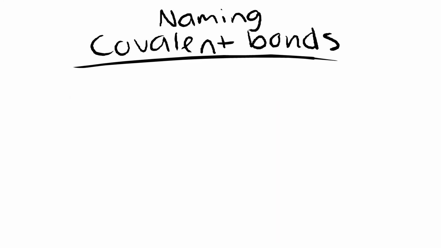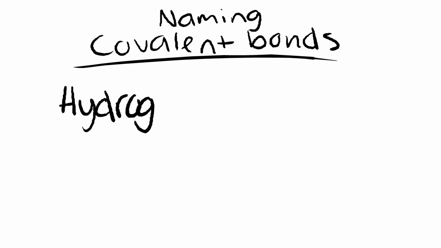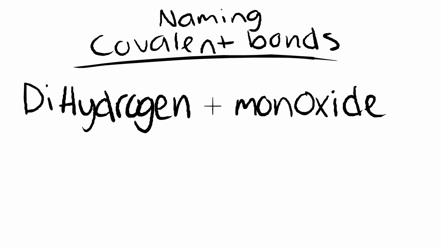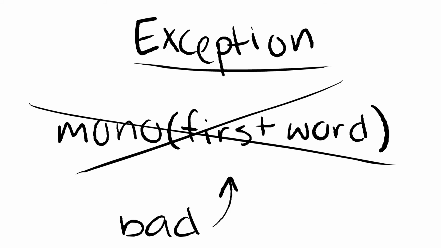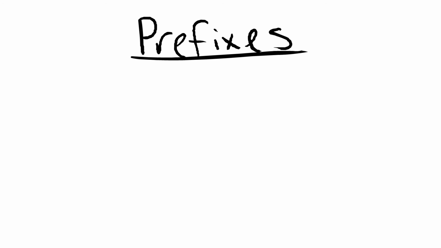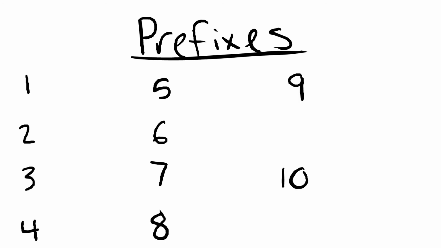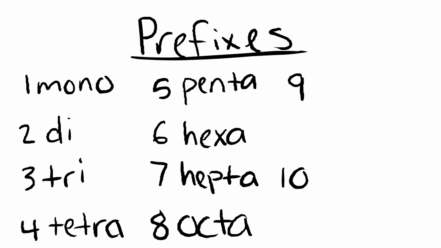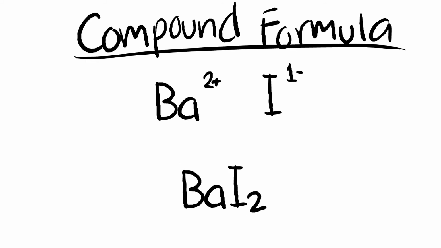The way to name covalent bonds is to first write the name of the element which appears on the periodic table to the left first, then write the name of the next element, changing the ending to "ide", then adding the prefixes to the beginning of the words. The only exception is to not put mono in the first word. The prefixes are according to how many of the element there are: mono, di, tri, tetra, penta, hexa, hepta, octa, nona, and deca. Writing the compound formula is also the same process as for ionic bonds.